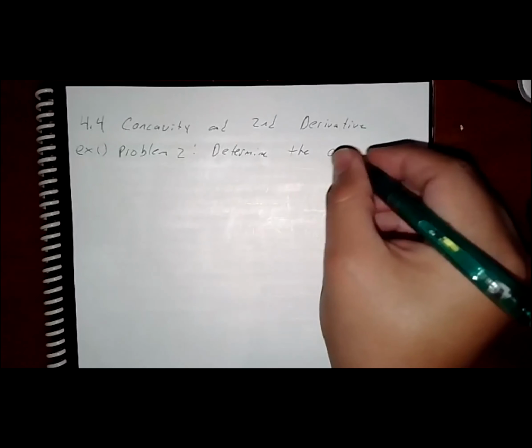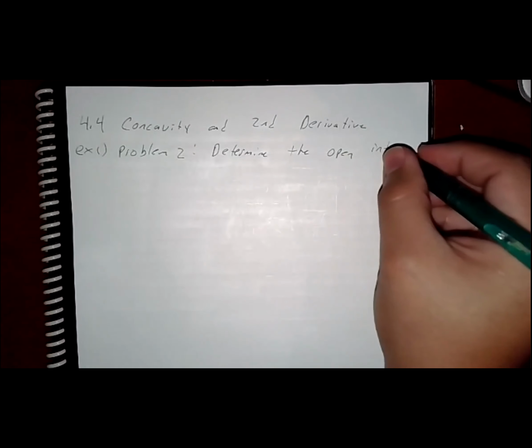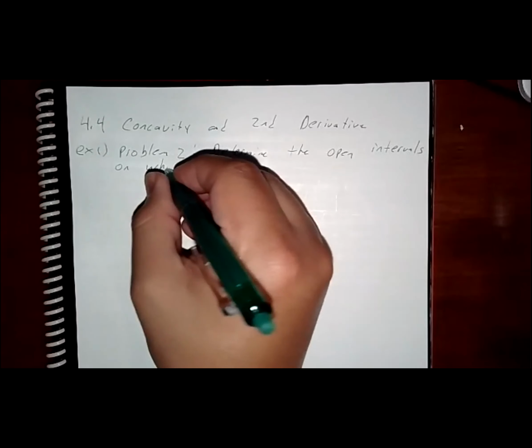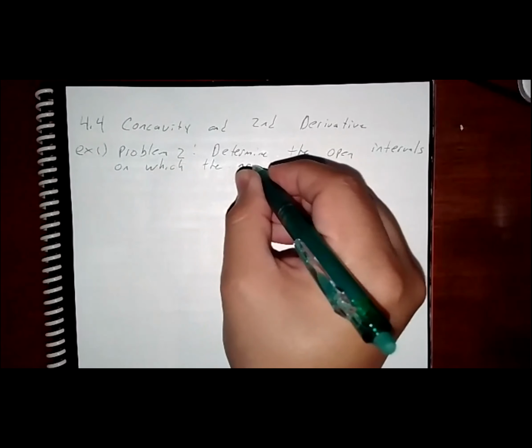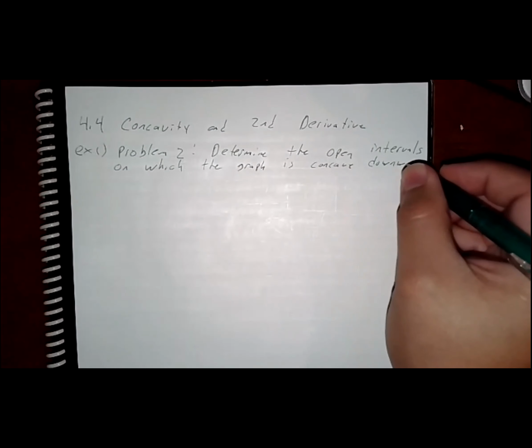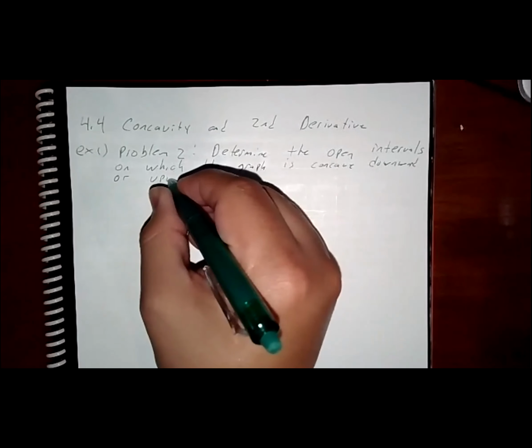Determine the open intervals on which the graph is concave downward, or upward. Here's the function they gave us, which we graphed earlier. So we know what it looks like.